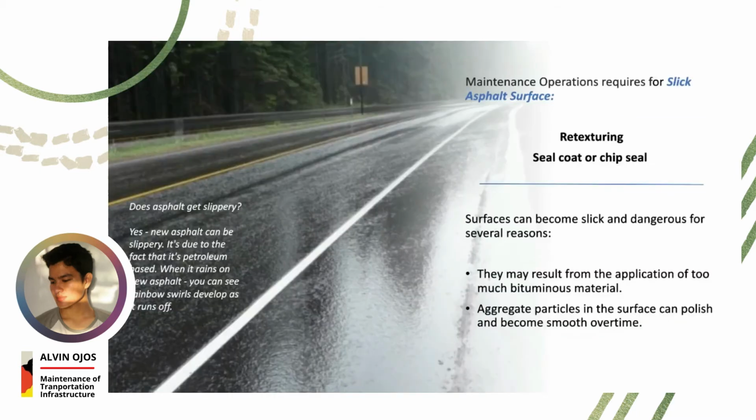Now, let's proceed to the maintenance operations required for slick asphalt surface. We have retexturing, seal coat, or chip seal. When we say slick asphalt surface, it means that the surface is smooth or slippery or oily. So an example of slick is an asphalt road just after the first rain of the season.